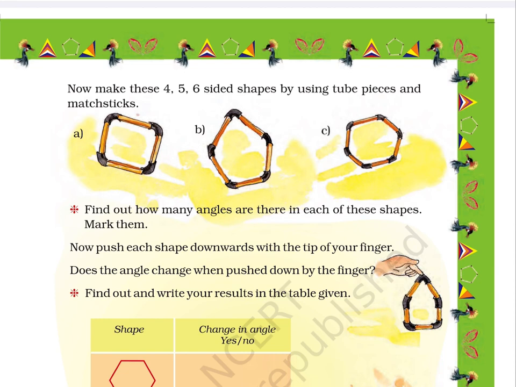Find out how many angles are there in each of these shapes. Mark them. Now push each shape downwards with the tip of your finger. Does the angle change when pushed down by the finger? Find out and write your results in the table given.